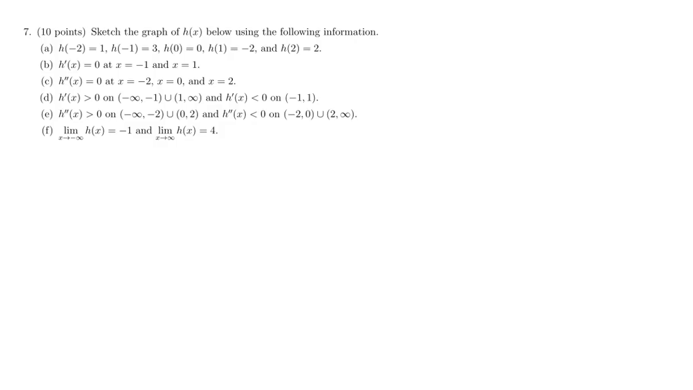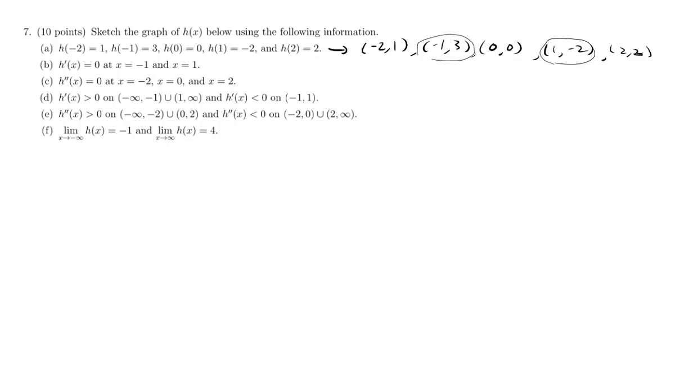Sketch the graph of h of x below using the following information. These tell you what points it has to be passing through: (-2, 1), (-1, 3), (0, 0), (1, -2), and (2, 2). So these are the points that the graph must pass through. And then we also know that at x equals -1 and x equals 1, you get h prime equal to 0. So that means these two points right here are possible places for relative extrema.